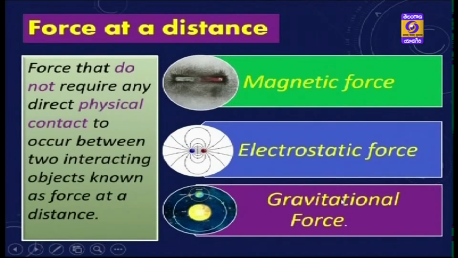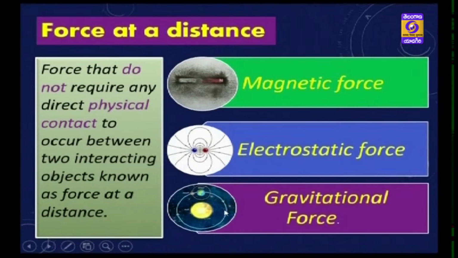And the third example, which we experience daily in our life, is gravitational force, which exists between two massive objects, and they are separated by a distance. So due to gravitational force only, the atmosphere is surrounded by the earth. And see here, these are the three forces which are examples for the force at a distance.